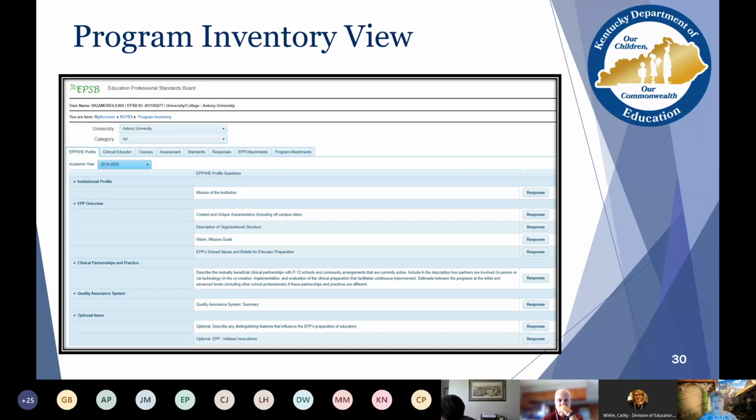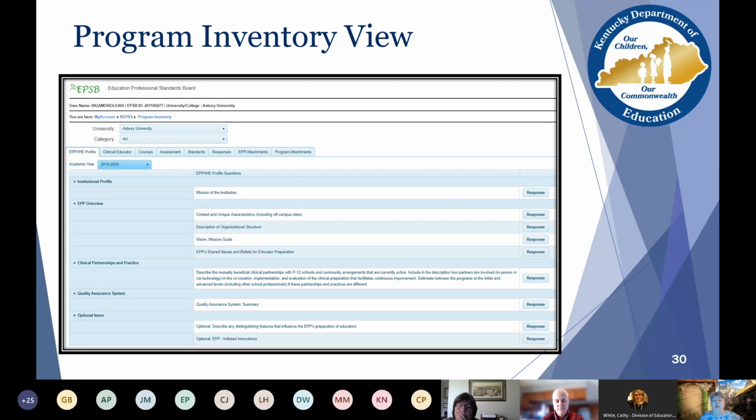This is the view that you'll see. Across the top, it'll have the username and the name of the EPP in the banner. That's pre-selected given the username that you use to access the information. When you click on the program category, a drop-down box allows you to select the program area you have been assigned.